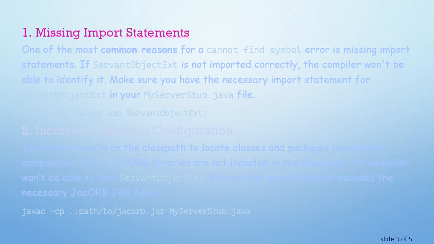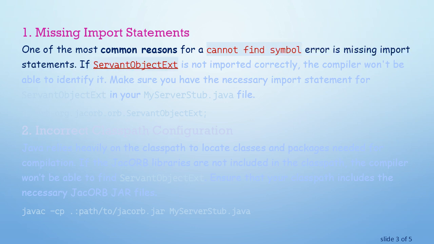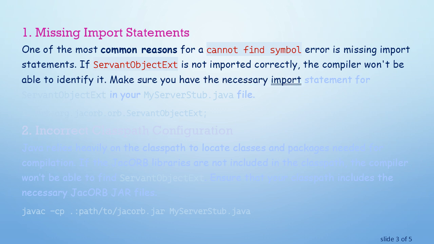1. Missing import statements. One of the most common reasons for a cannot find symbol error is missing import statements. If ServantObjectExt is not imported correctly, the compiler won't be able to identify it. Make sure you have the necessary import statement for ServantObjectExt in your MyServerStub.java file.